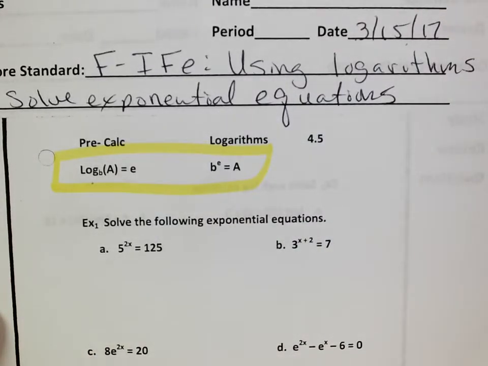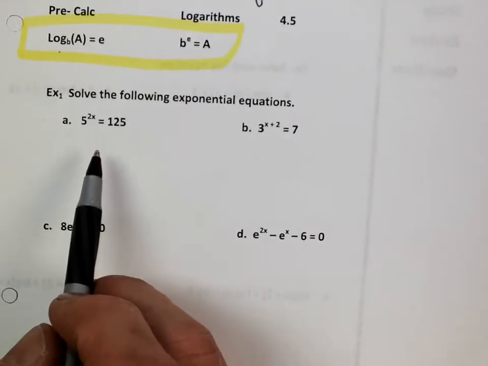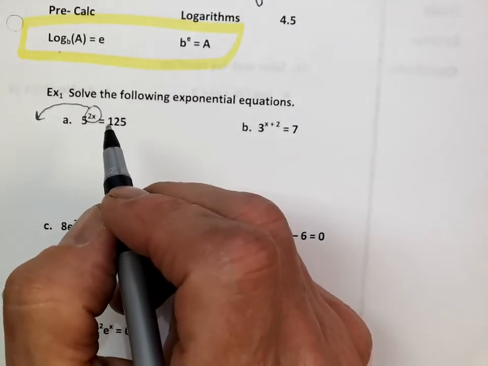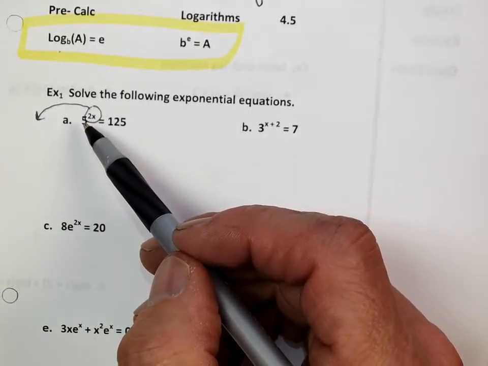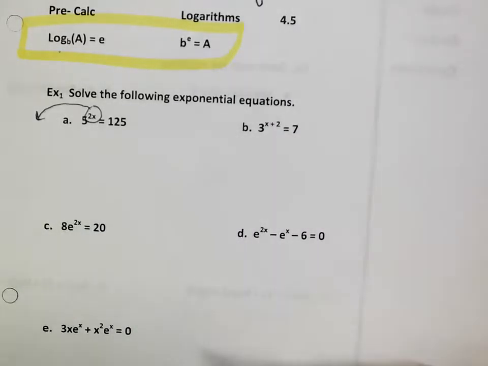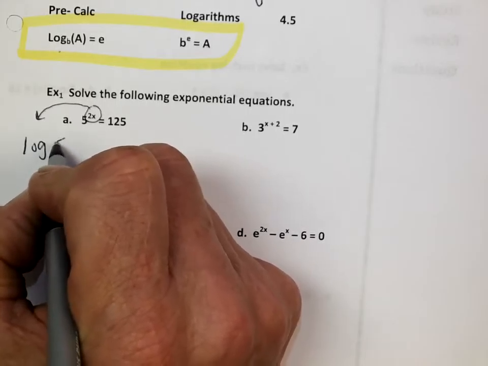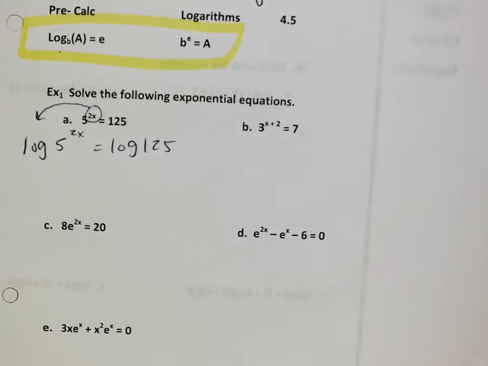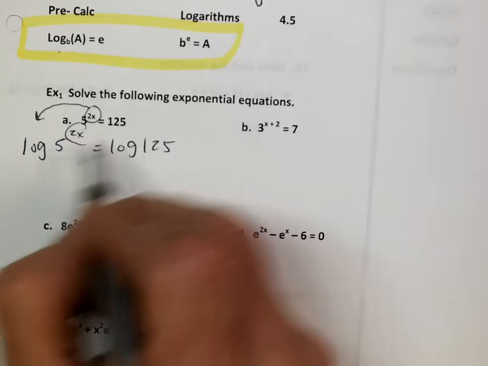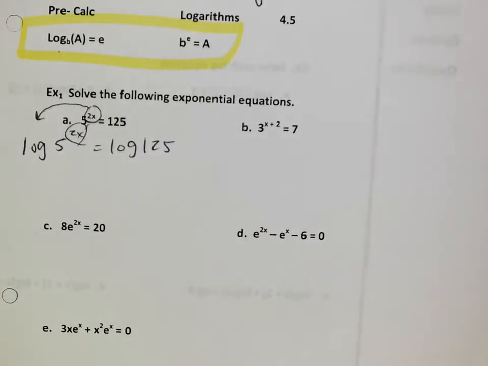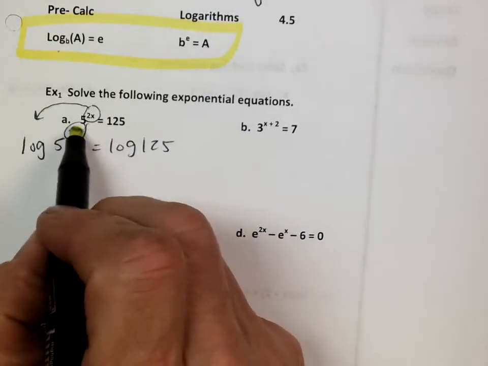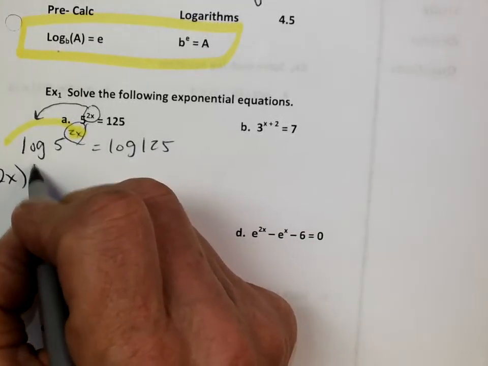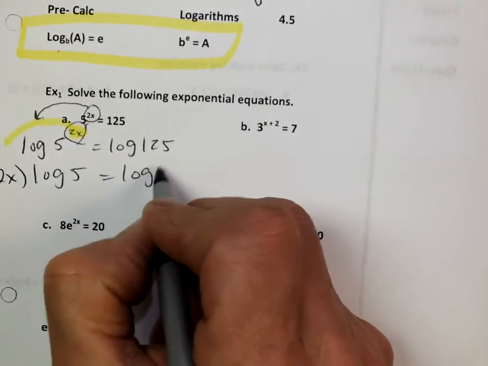All right? So if we take a look at example 1a, one of the things I need to do, somehow we need to get this 2x to come down, because you can't solve for x while it's in the exponent. So the way you float it down is by taking the log of both sides. If I go log of 5 to the 2x is equal to log of 125, then that 2x will float down. The whole reason of doing this is that when you take the log of both sides, you can apply the exponent rule, which brings this down. Then I have 2x times the log of 5 equals the log of 125.